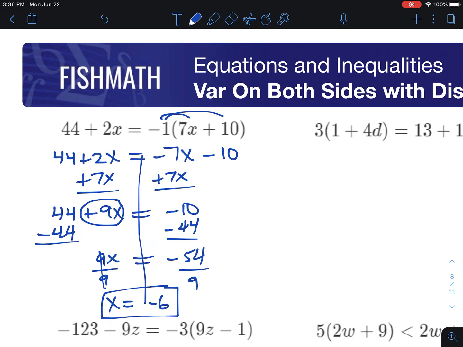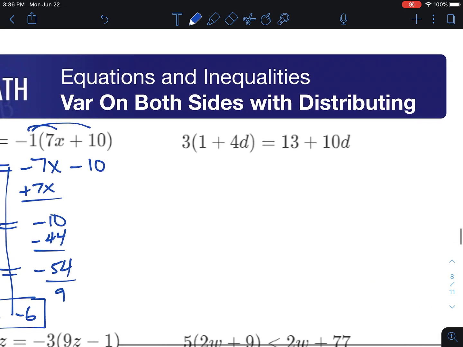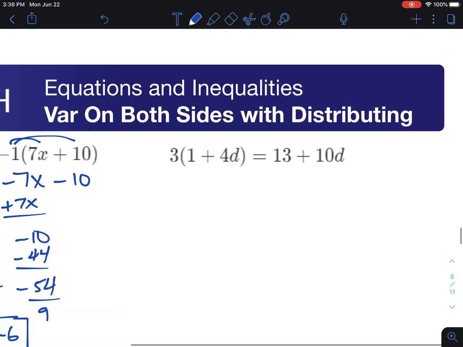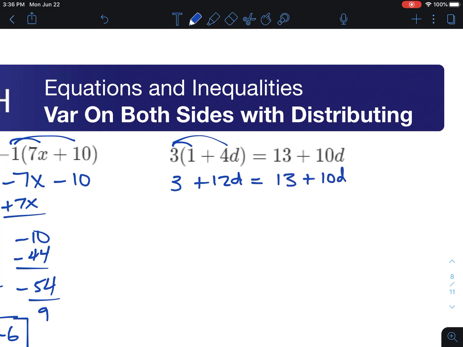This works the same no matter what letter you use for an equation. So we're going to use d over here for our variable. We're going to multiply the 3 in first. 3 times 1 is 3. 3 times 4d is 12d. Again, I usually move the smaller of the variables, so 10d is smaller. So we do subtraction since it's positive. So we get 3 plus 2d equals 13.